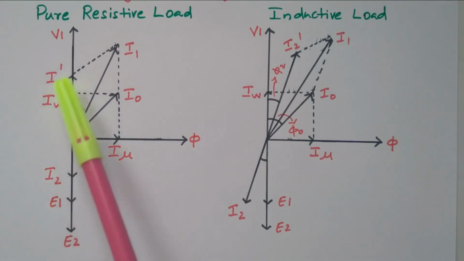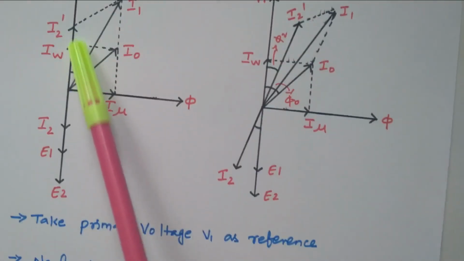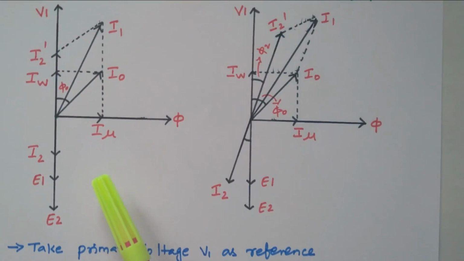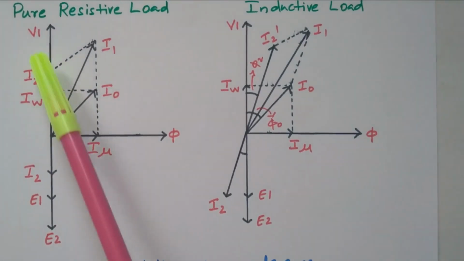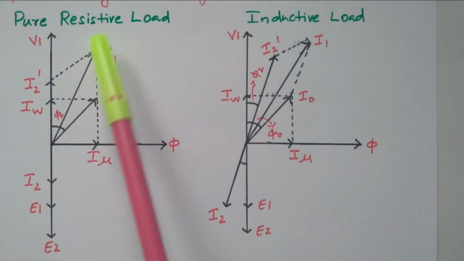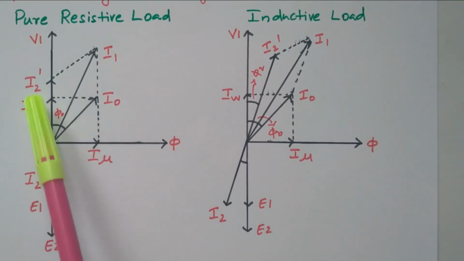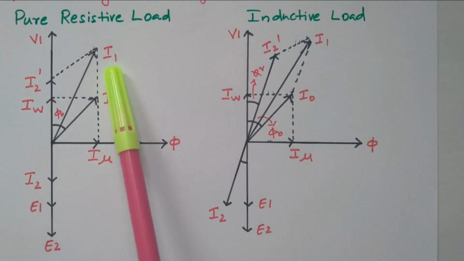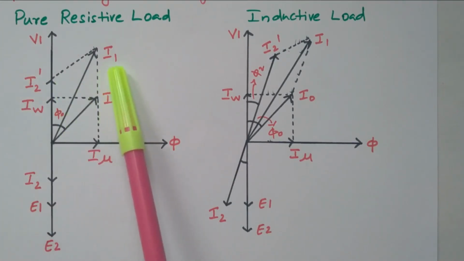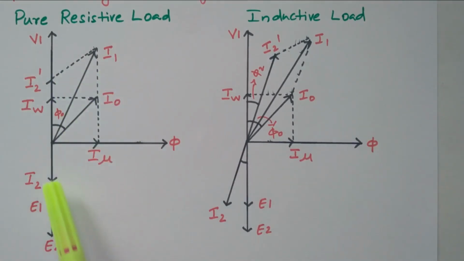Due to that, I2 dash is flowing through the primary winding. I2 dash is in phase with the applied voltage because of the resistive load. The vector sum of I2 dash and I0 is I1, the total primary current. This is the angle phi naught, the angle between I0 and V1.